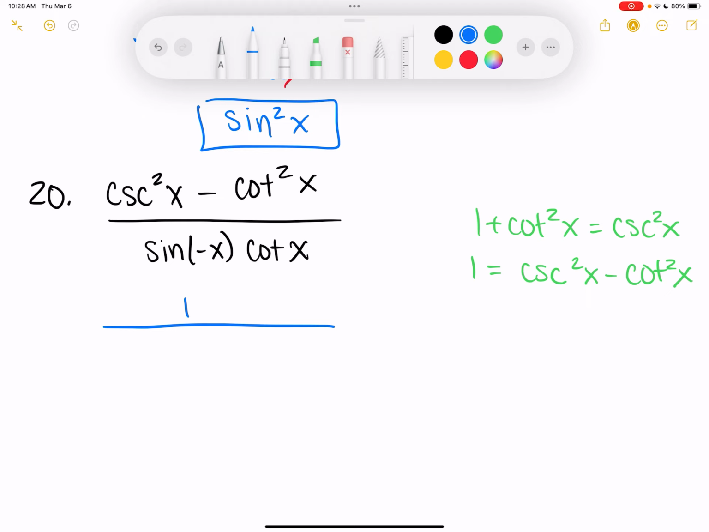Now, you have an identity. Since I'm working with a fraction, I'm not going to rewrite every little step here. But the sine of minus x, what identity tells me what that's equal to? Negative angle. Okay, and so what is the sine of negative x? Negative sine of x.